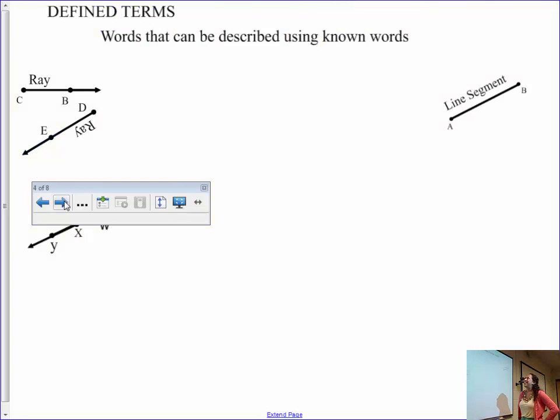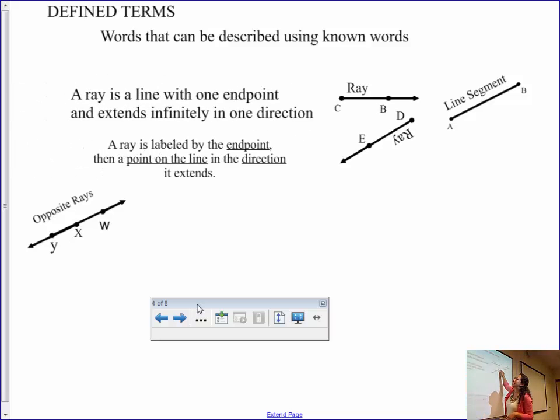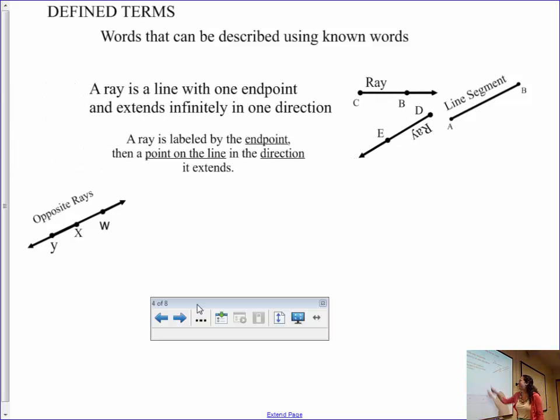More definitions. All right, so this time these are defined terms. So they actually have a definition and they can be described using known words. Now, first of all, I'm going to tell you a really true story. So there was this guy, his name was Ray, and his favorite band, wait for it, was One Direction. Now here's why that's a really awesome story, because the definition of a ray is that it goes on infinitely in one direction. So like I said, a ray is a line with one endpoint, and then it extends infinitely in one direction.